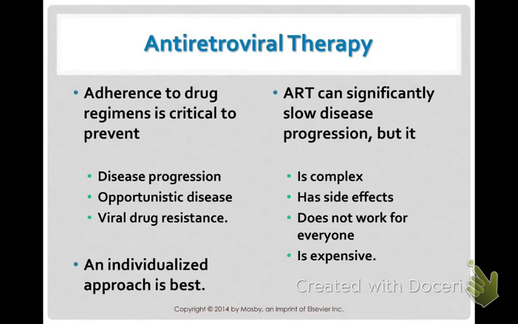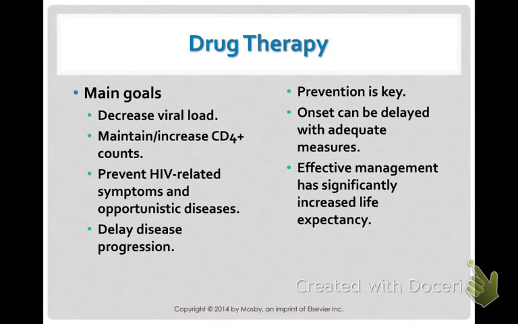the main goal is to decrease the viral load, right? Maintain and increase the CD4 cells or counts, prevent HIV-related symptoms and opportunistic diseases, and delay disease progression, like I was saying. Prevention's the key, though. Preventing it is what we'd like to see, because onset can be delayed, like we were talking about, and people can have it and not even know it. But effective management has significantly increased life expectancy. Like I said, we have come a long way.